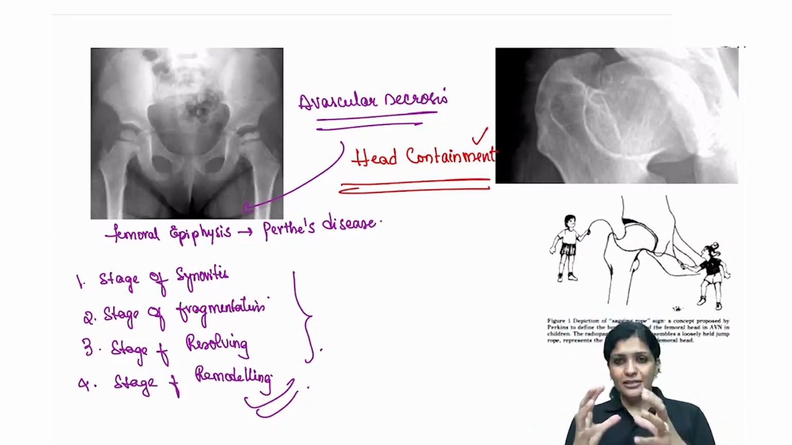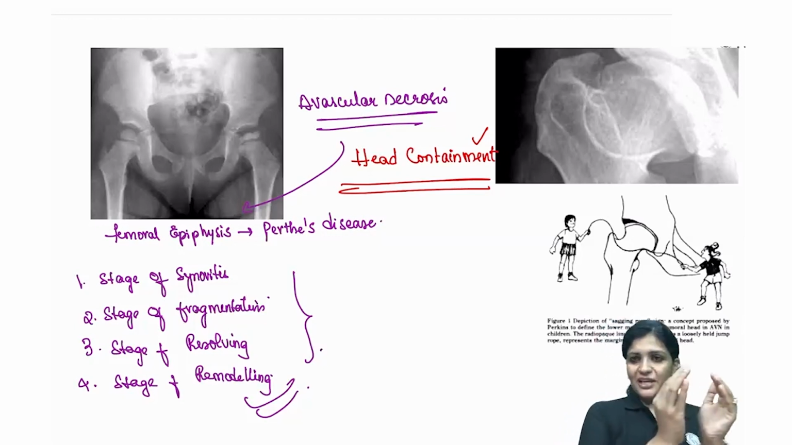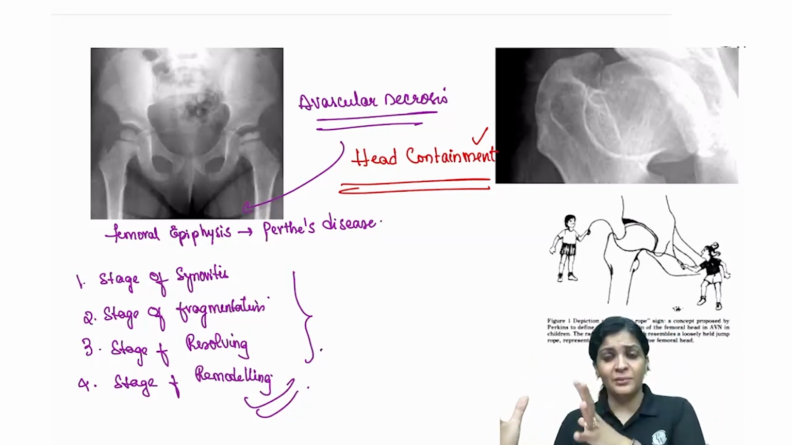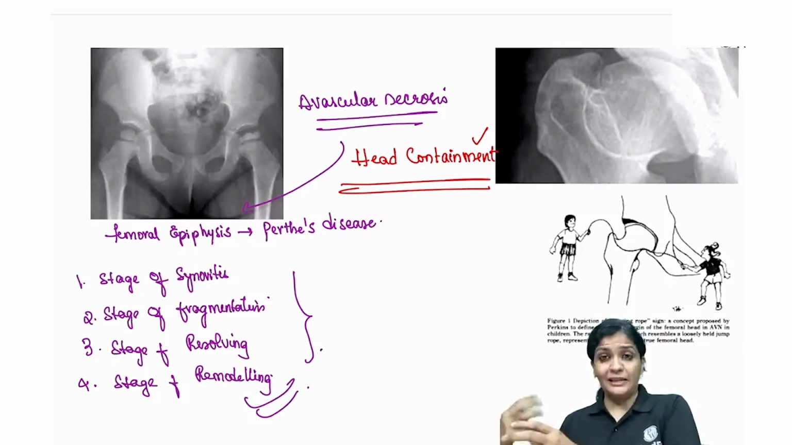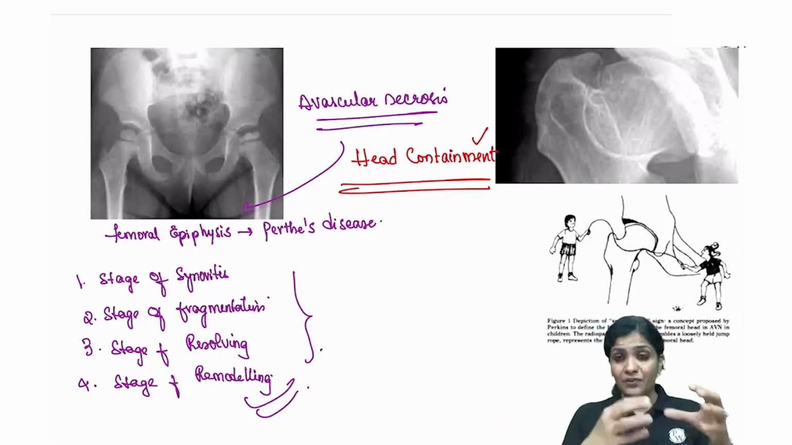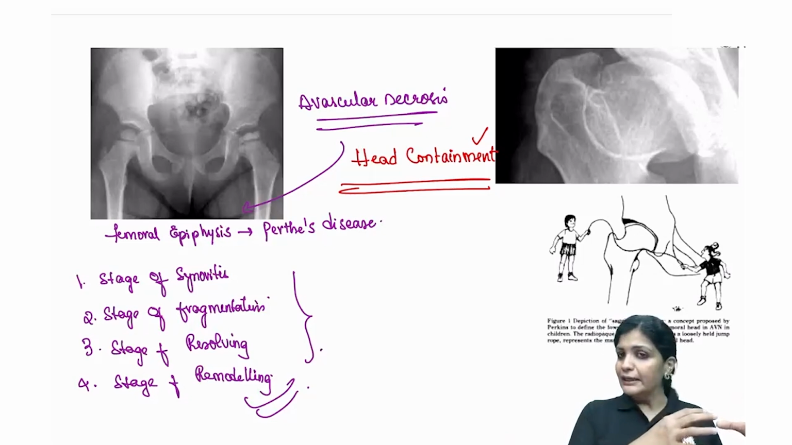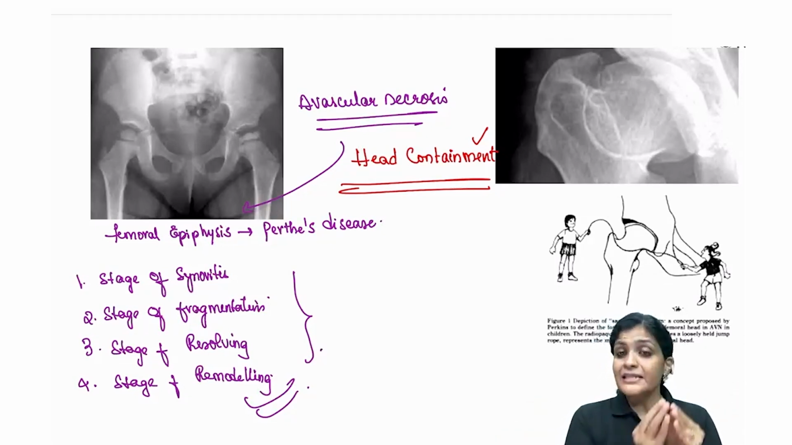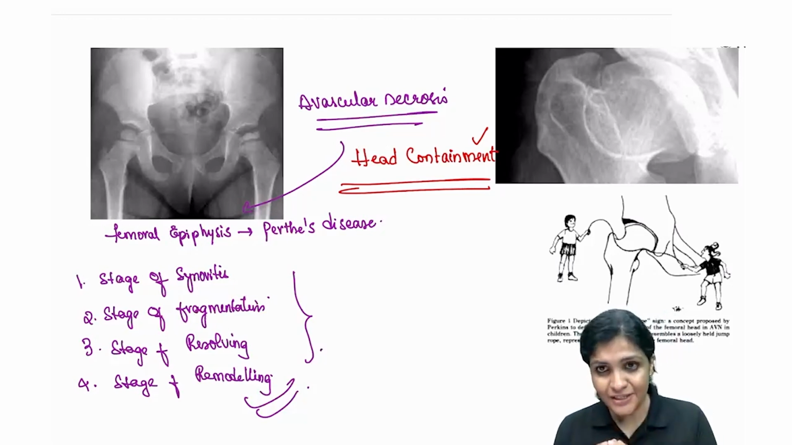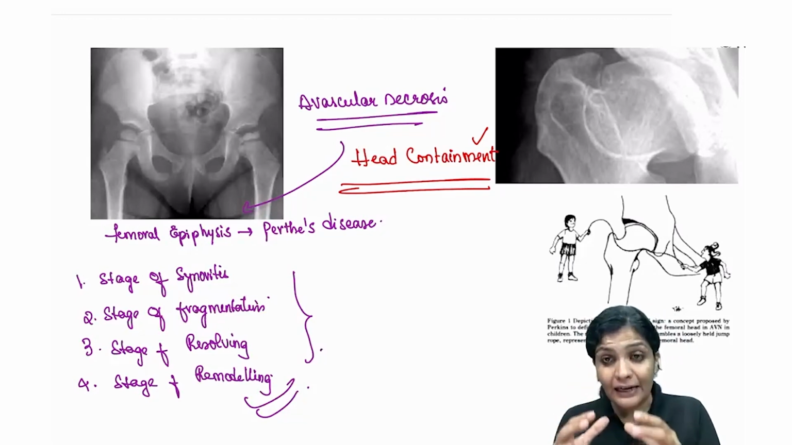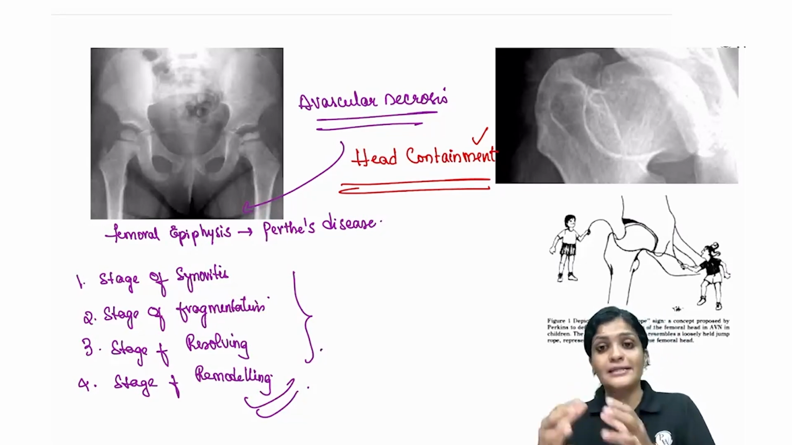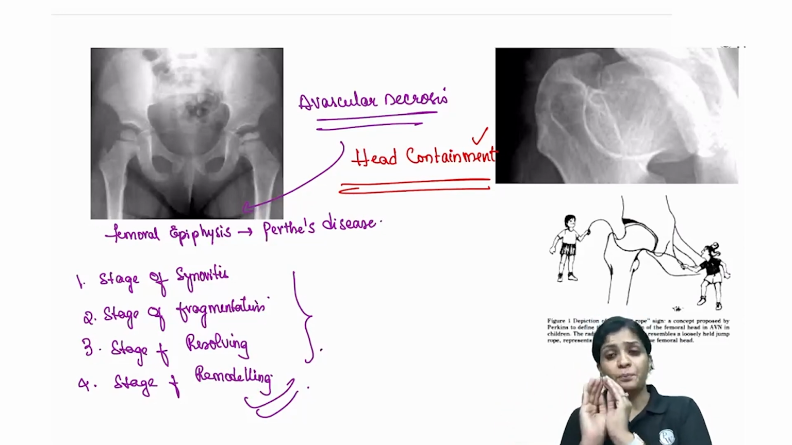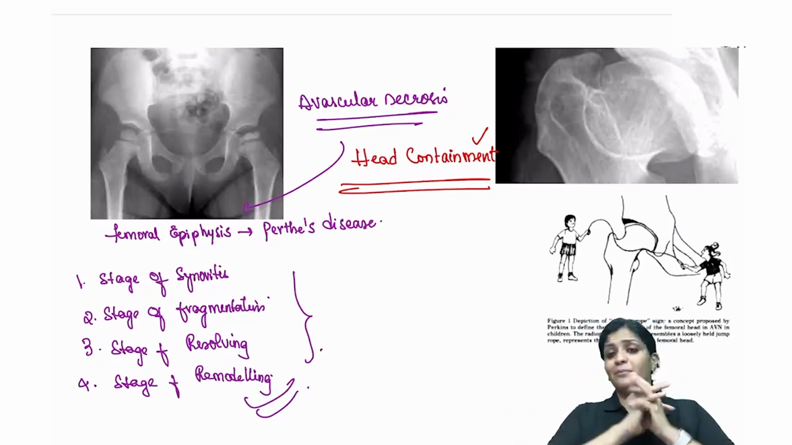Whenever Perthes disease is present, there is a stage of some inflammation, then fragmentation, then the resolving phase, and then remodeling. Every Perthes child will pass through all these phases, but you have to identify in the synovitis or fragmentation stage that the head or the epiphysis does not subluxate or dislocate from the acetabulum. You just put that inside the acetabulum, and the acetabulum will take care.